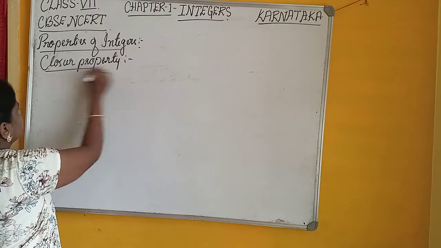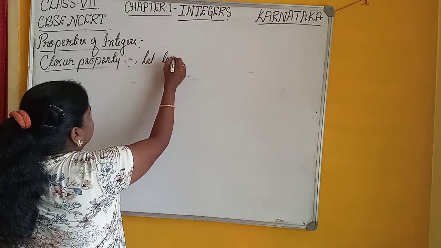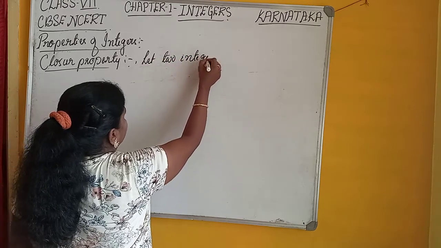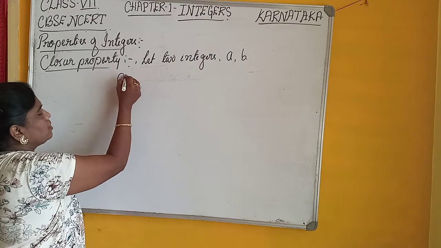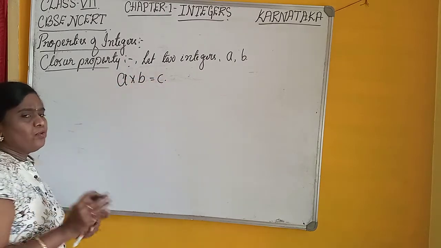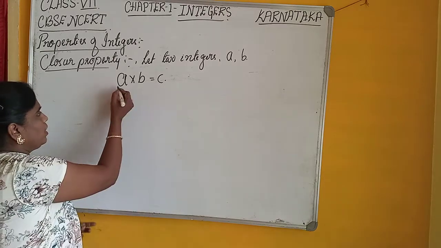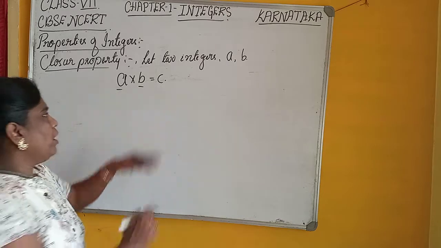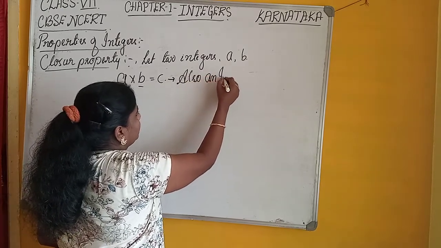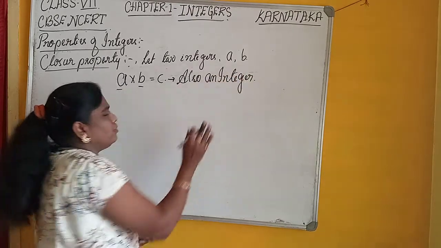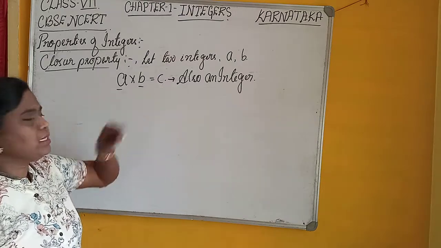Closure property. To verify this, let us consider two integers A and B. The product of the two integers A and B is equal to C. When we multiply two integers, their product is also an integer. If A and B are two integers, the product C is also an integer. Understood? When two integers are multiplied, their product also belongs to the set of integers.